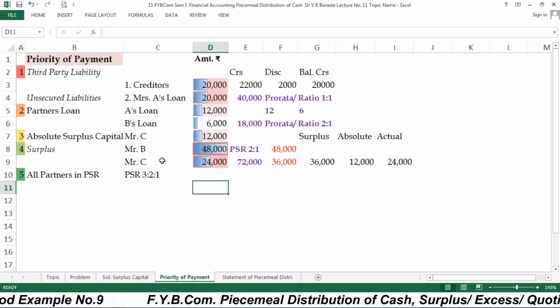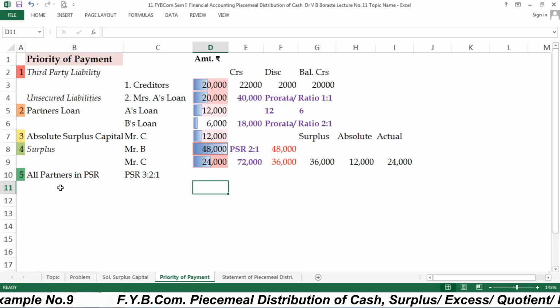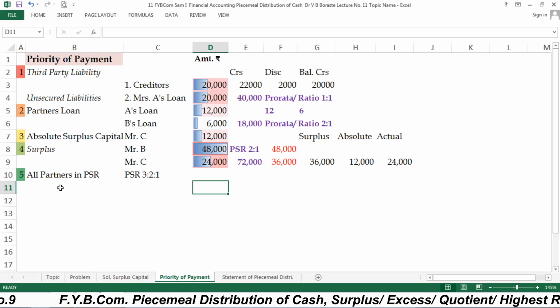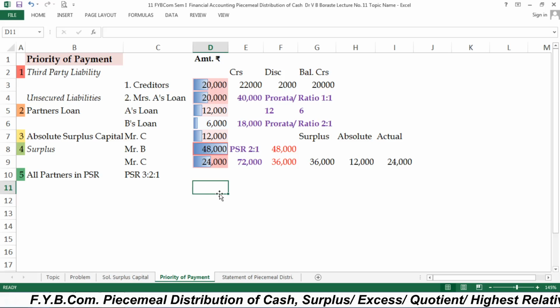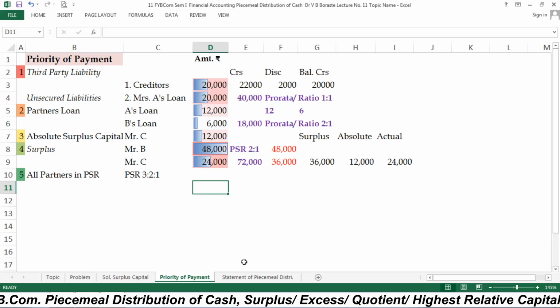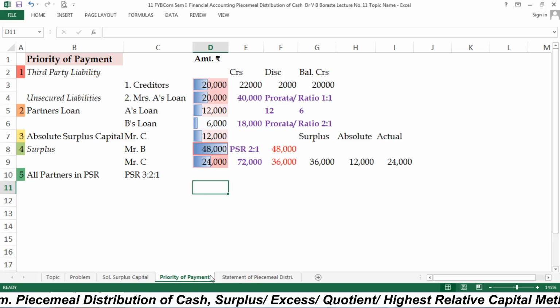And after the payment of this surplus capital, we will be able to pay all the partners in the profit sharing ratio. Okay. Now just write down the statement of piecemeal distribution of cash.